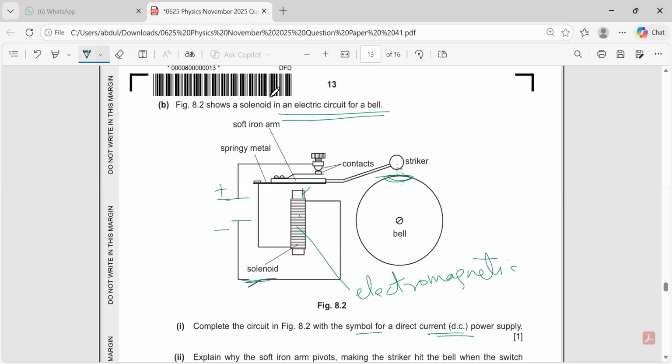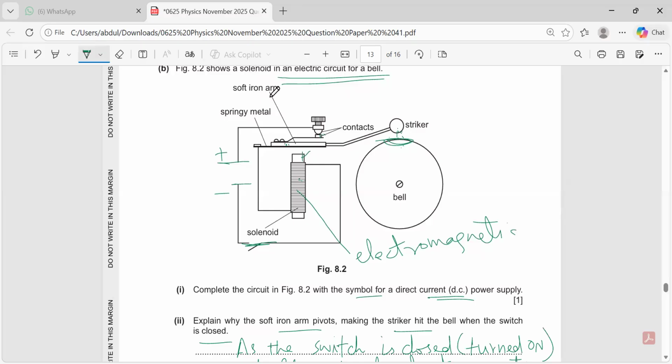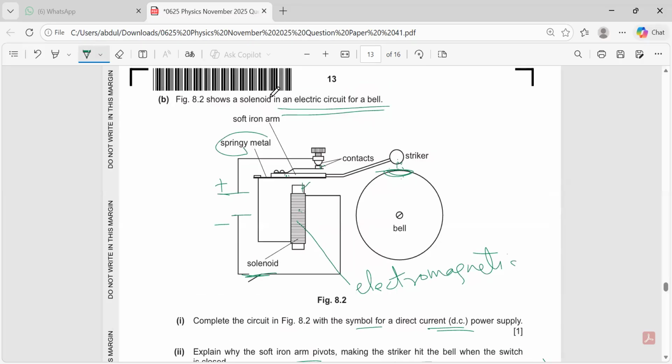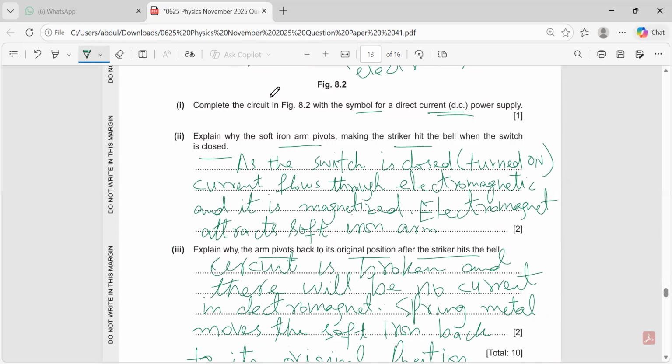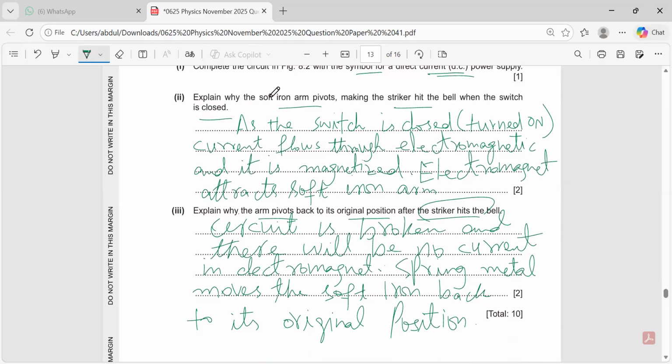But just check. When this striker comes down, the contacts are two: one is up, one is down. This contact is attached to this iron arm, so it will also come down. The circuit will be broken, so there is no current through this solenoid, and it is no more a magnet. So what will happen? This springy metal, due to its elasticity, will move the iron arm back to its original position. That's why the striker goes back after hitting. So these 2 points I have explained separately. You can even write in your own simple words.